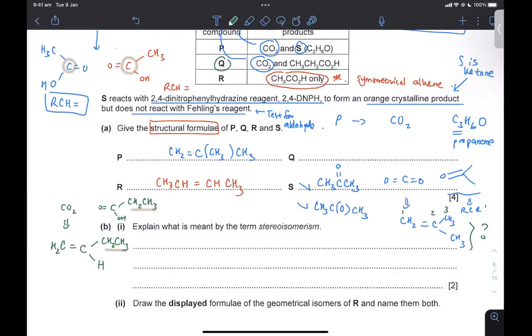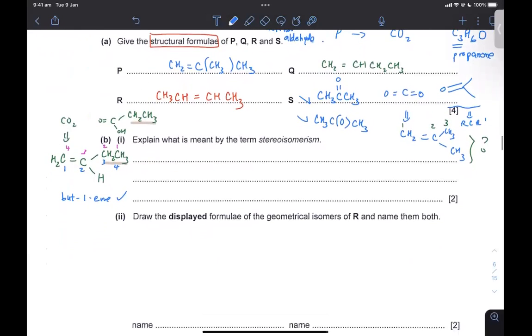So this one must be CH2 double bond, and then CH, actually I don't need a bracket, CH, CH2, CH3 there. And this one, the name would be 1, 2, 3, 4. That will give you alkene at position 3. That is really, really bad naming. So we don't go for that. We have to go for the other position. This is 1, 2, 3, and 4. So this is but-1-yne, which is the correct name there.